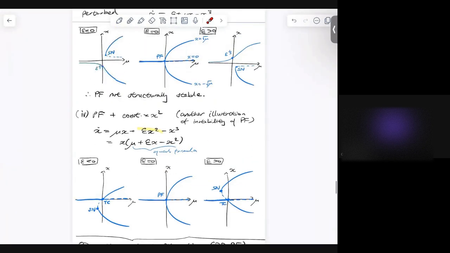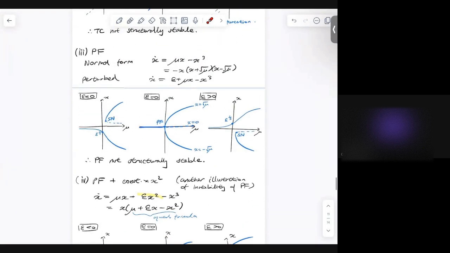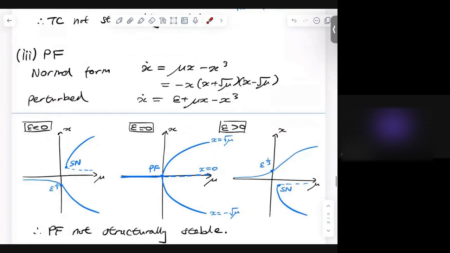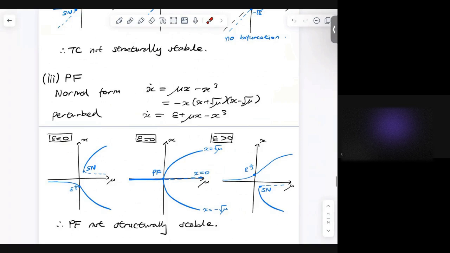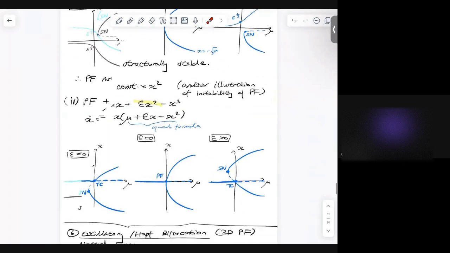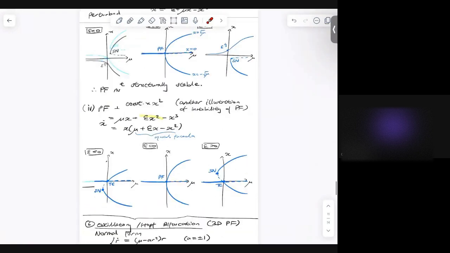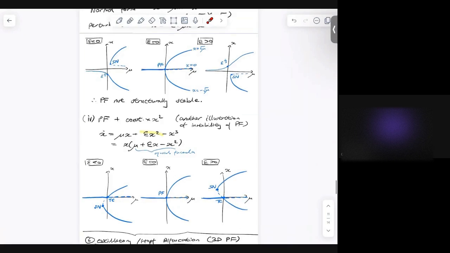And I haven't verified this, but my intuition would be if we were to now add both a constant epsilon, as well as say a quadratic delta term, then we would have this shift, but also the transcritical bifurcation would also be destroyed. That's what I believe would happen. Does that sound good?